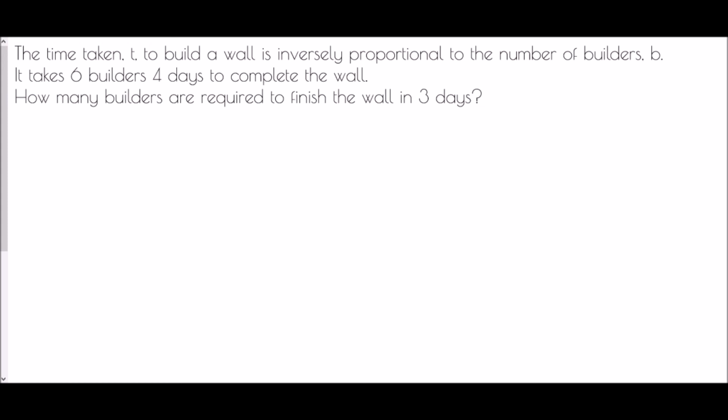But we're going to take the starting point, set it out in exactly the same way. t is proportional, but this time it's inversely proportional. So it's going to be 1 over the number of builders, which we called b. So t is proportional to 1 over b. It takes 6 builders 4 days to complete the wall. Well, first of all, let's make our equation. So t equals, because we are multiplying by k, k will be at the top, b will be at the bottom.